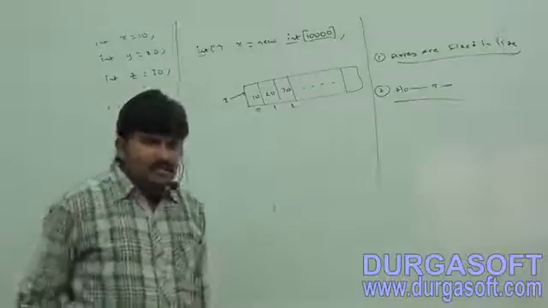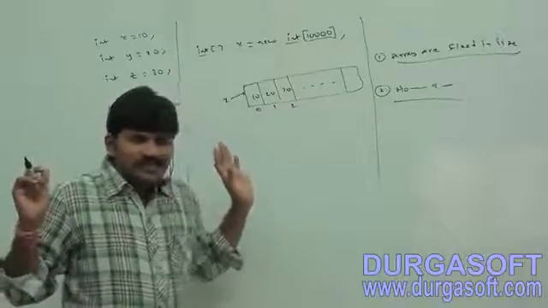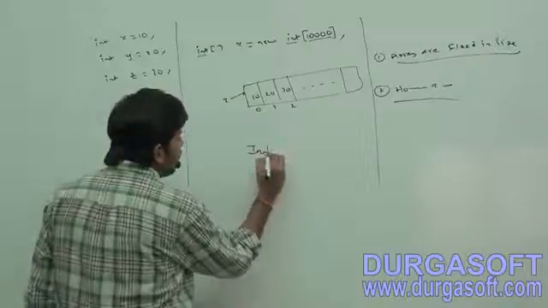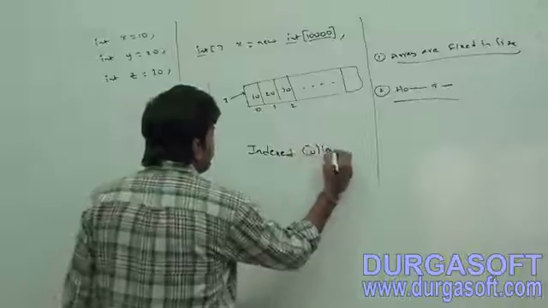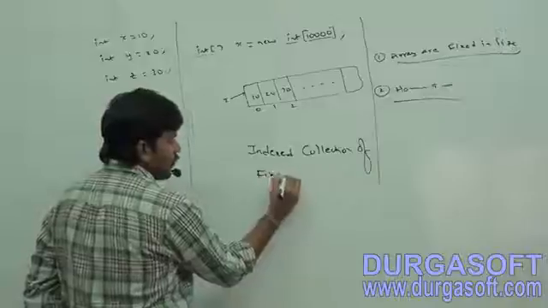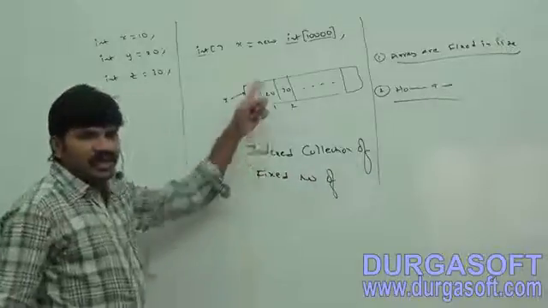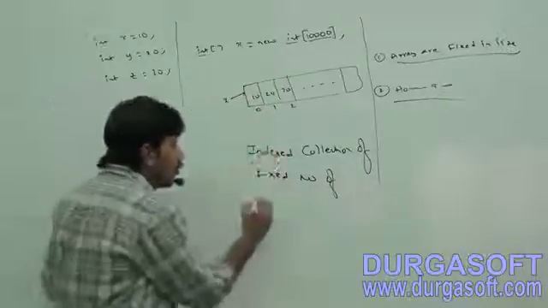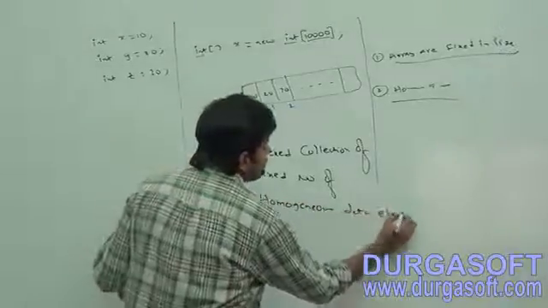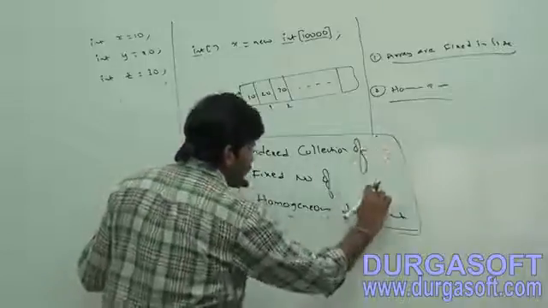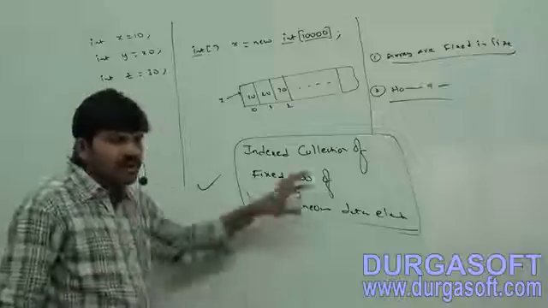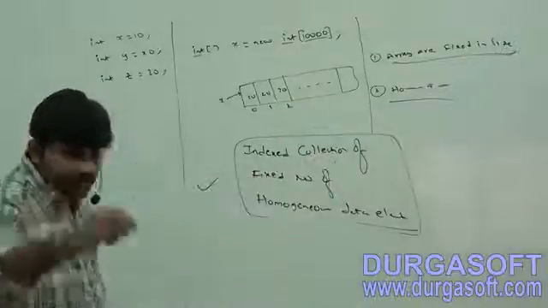Sir, can you define what is an array? An array is an indexed collection of fixed number of homogeneous data elements. Is nothing but the concept of what? Array. Any explanation is required now, at this point?